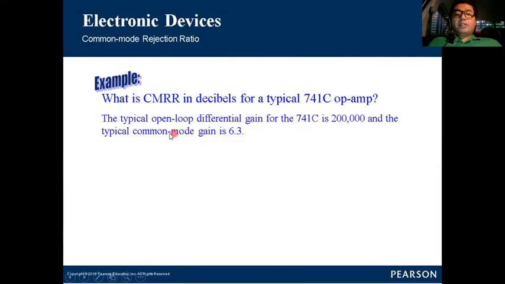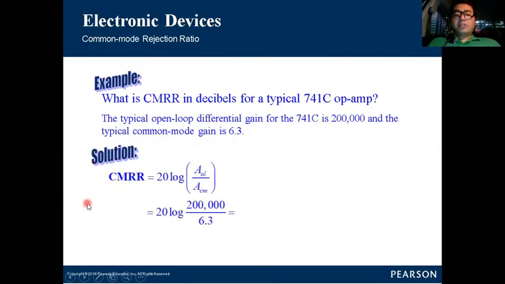Another given is the common mode gain is 6.3. The lower the value of your common mode gain, mas maganda. So if you want to have a smaller common mode gain, pipili ka ng operational amplifier that will satisfy the objective or the function of your circuit. Okay? So we have 200,000 as the gain for the open loop and we have 6.3 as the gain ng noise daw ito. So medyo malayo yung ating values.